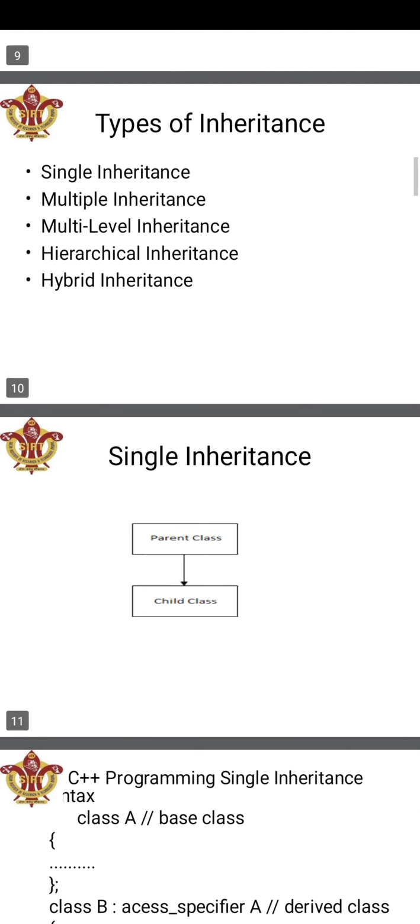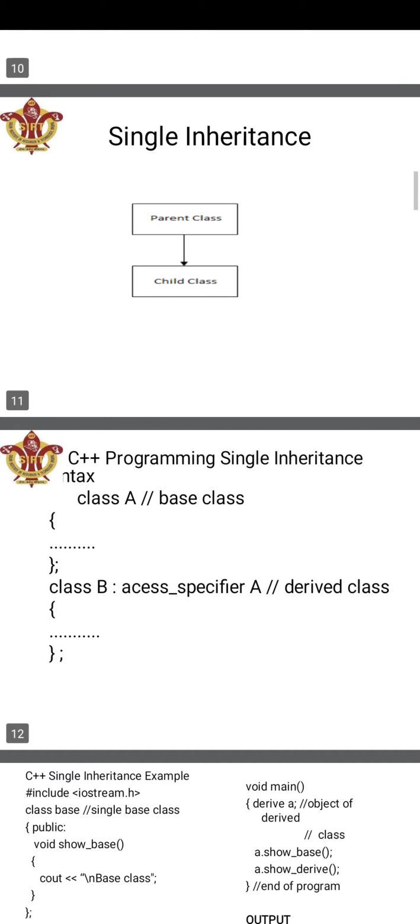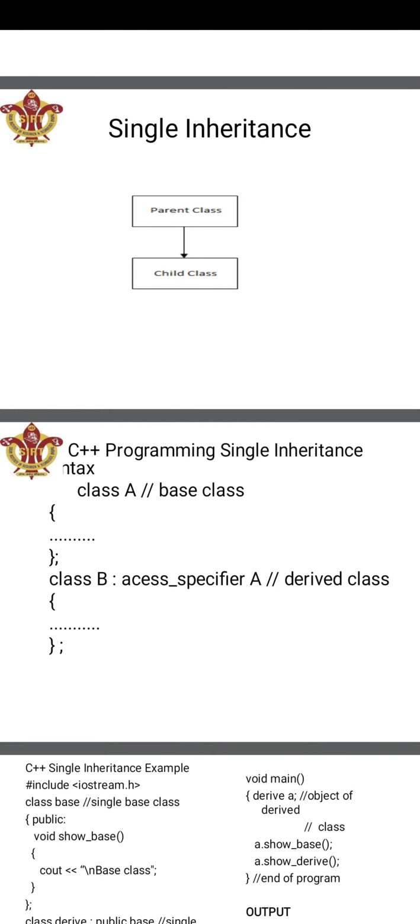Let us look at an example. In single inheritance, we have only one parent class and one child class. The syntax will be like this. First of all, let us say class A is our base class. So we will define class A normally: class A, bracket open, whatever variables and functions we want to write inside the brackets. In the last, close the bracket and semicolon. This ends our base class.